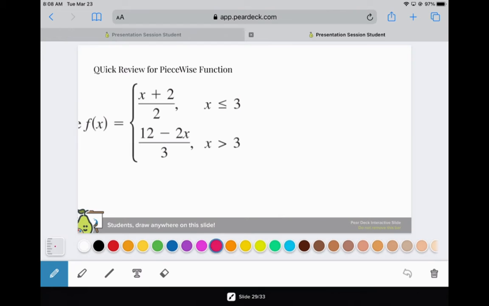But I just want you to determine one thing: when you run into a piecewise function, we want to figure out if it is continuous or not continuous at 3.